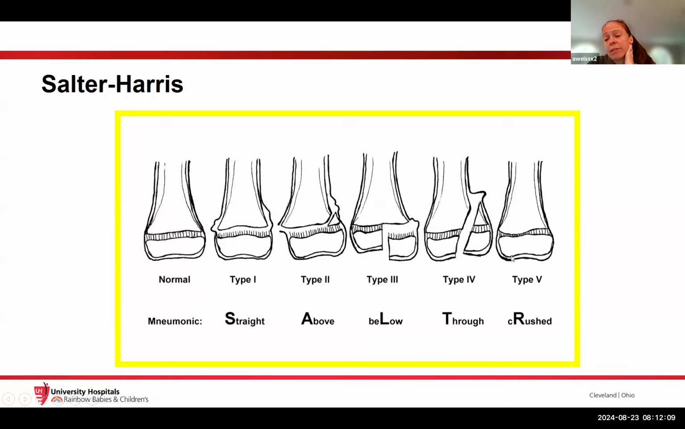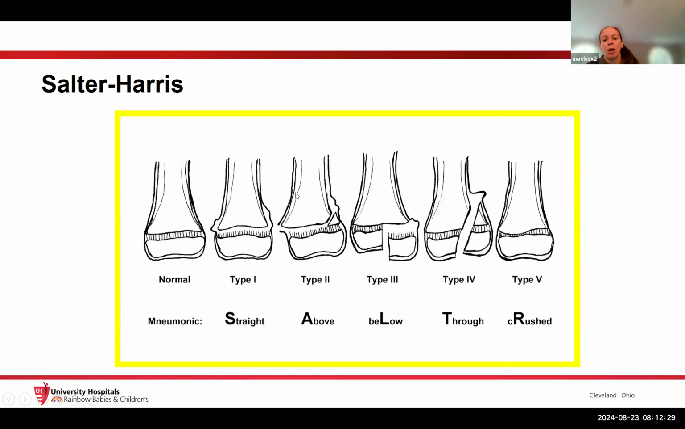The crush injuries, oftentimes you don't see initially and don't get diagnosed until years later when there's impairment in growth. And then technically there is also a type 6, which is not going to come up on the test, where there's periosteal injury, which causes scarring and impaired growth on one side of the growth plate.